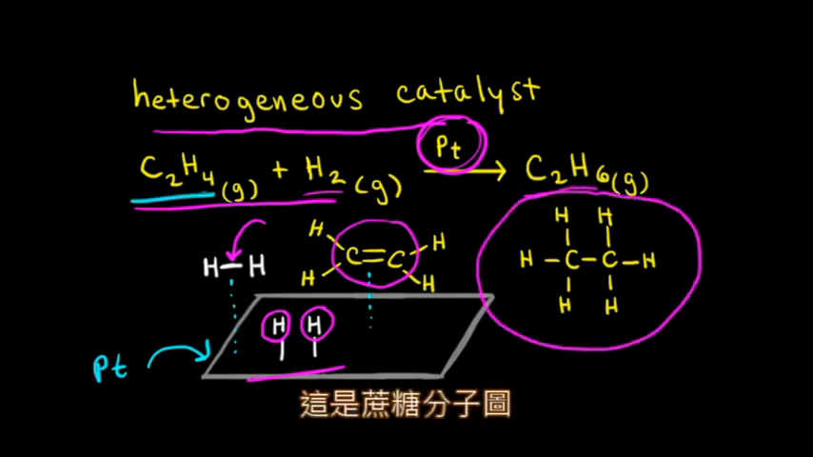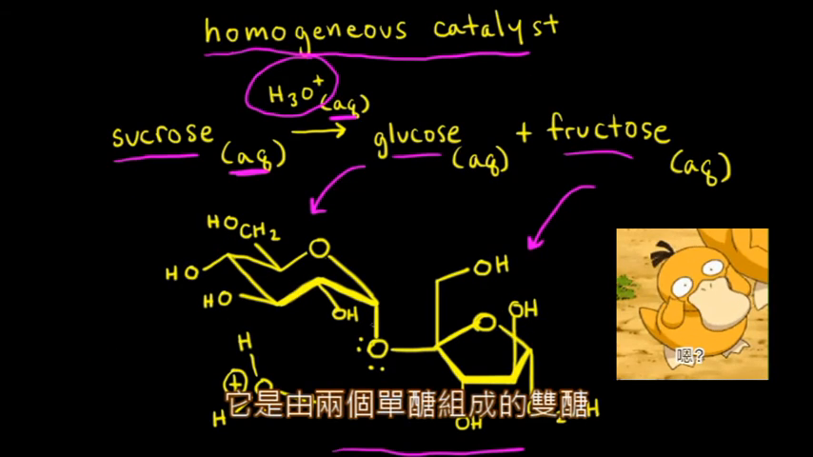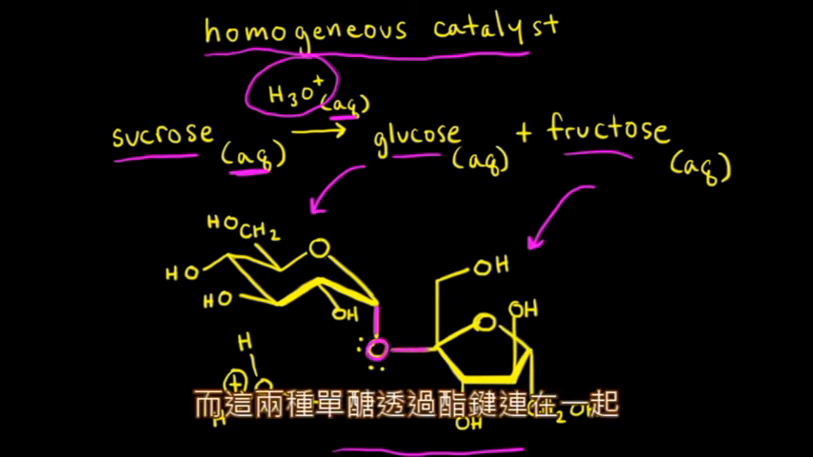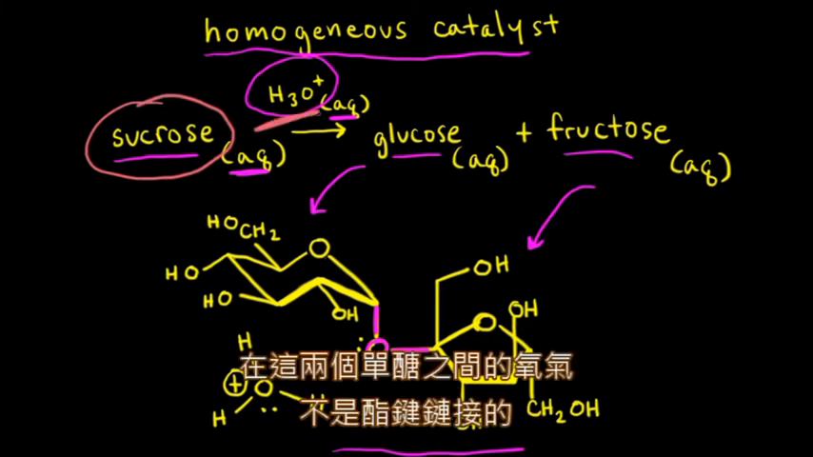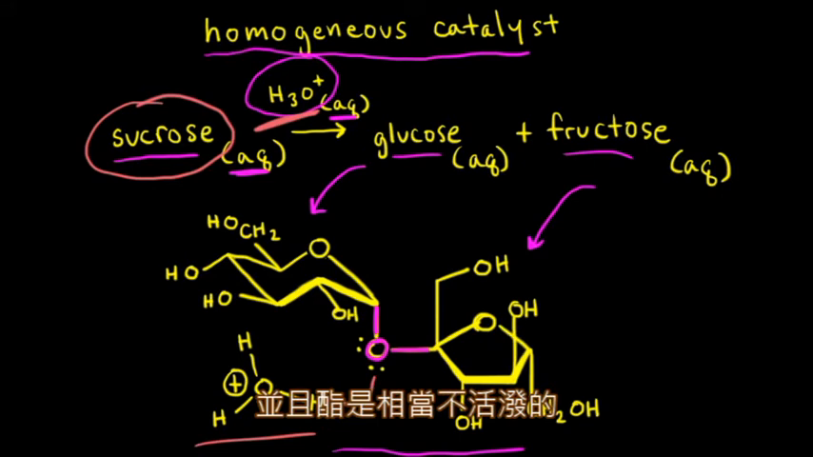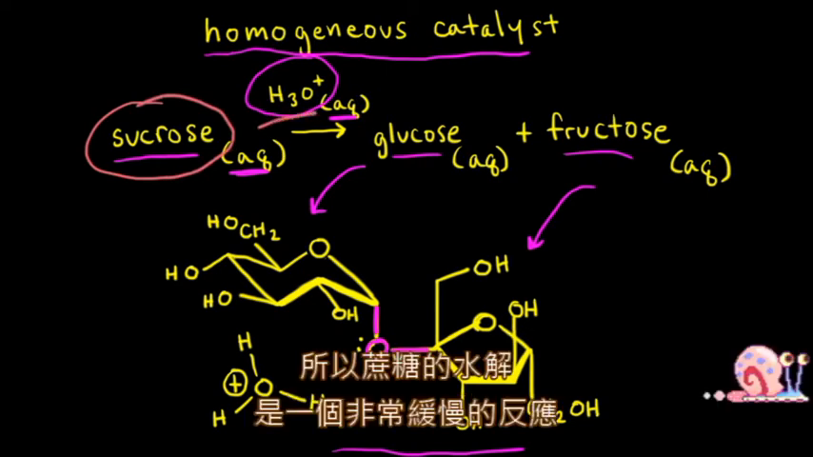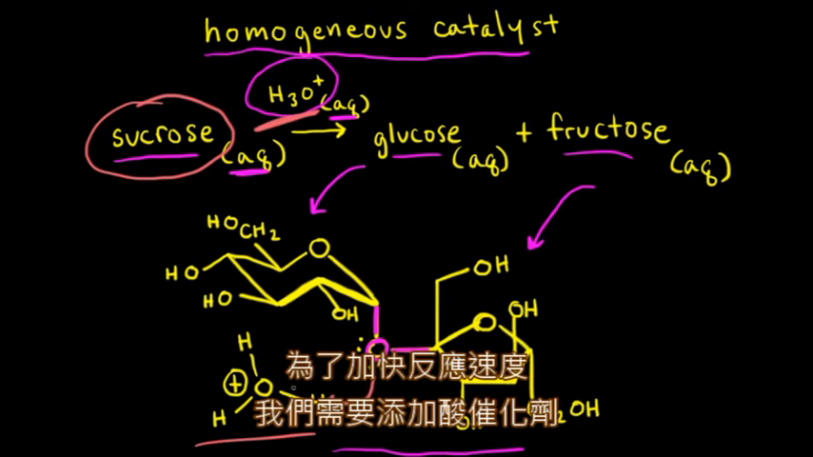Here's a drawing of the sucrose molecule, which is a disaccharide composed of two monosaccharides. Glucose is over here on the left, and fructose is over here on the right. And these two monosaccharides are joined by an ether linkage. So we can see this connection here. All right, this oxygen in between our two monosaccharides is an ether linkage, and ethers are fairly non-reactive. Since ethers are generally unreactive, the hydrolysis of sucrose is a pretty slow reaction, and to speed it up, we need to add an acid catalyst.